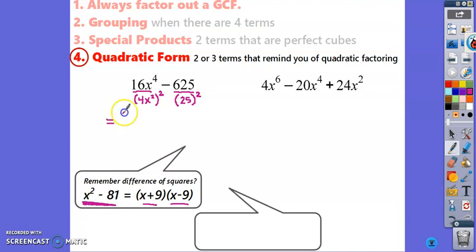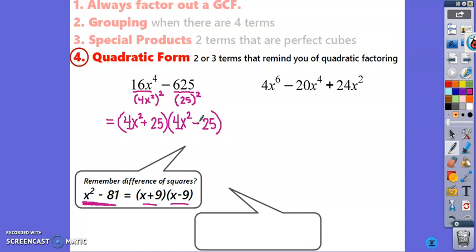So I'm going to pretend I'm factoring a quadratic, and I'm going to think, okay, what times what will give me 16x to the 4th? And I'm going with a 4x squared and a 4x squared. And then what times what makes 625? 25 times 25 makes 625, right? And if I make one positive and one negative, I win. And like I said, you should always check to see if anything can be factored more.